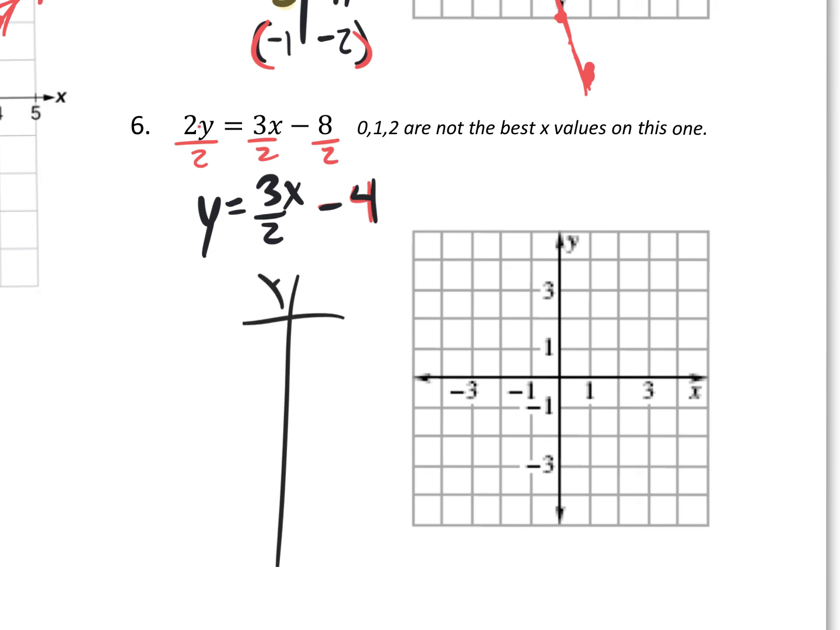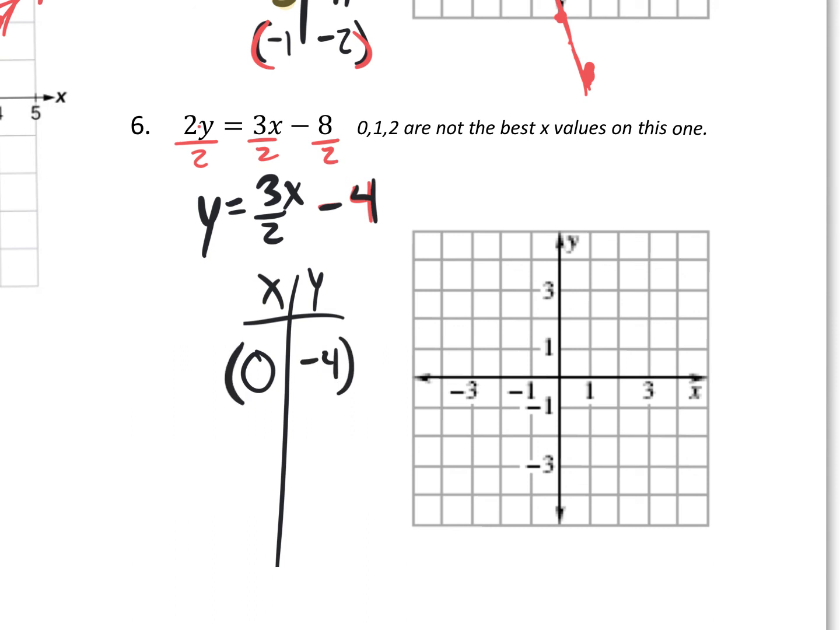We now want an input-output table, an xy table. Now, because we have a fraction here, 0 is always great. Go ahead and use 0, because when you plug in a 0 right there, 3 halves, any fraction times 0, it's going to be 0, right? 3 times 0 is 0. 0 divided by 2 is still 0. And 0 minus 4 is negative 4. Okay.